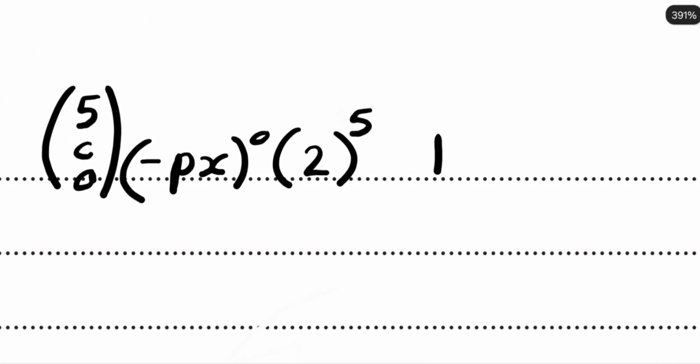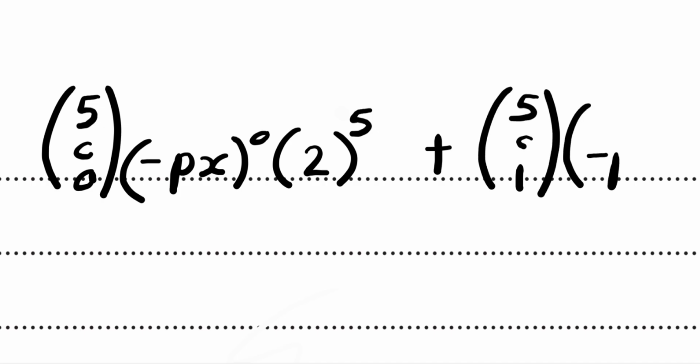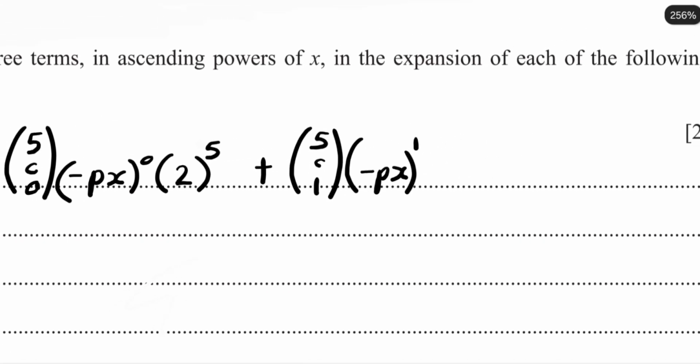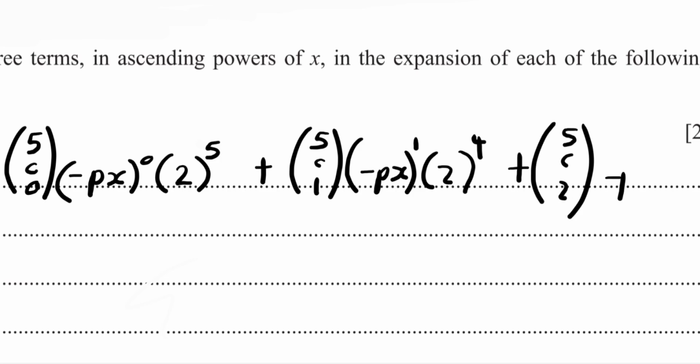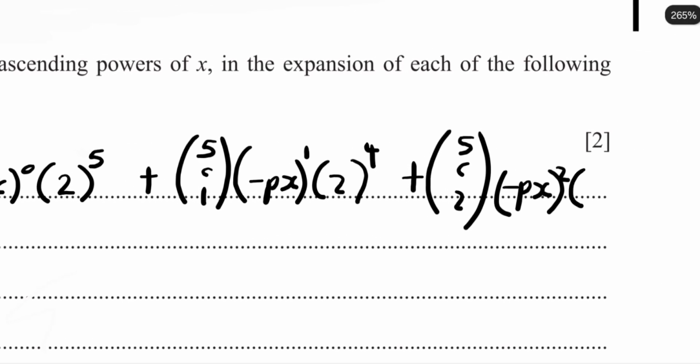And for the second term, it will be 5 choose 1, minus px now to the power 1, then our 2 to the power 5 minus 1, which is 4. Then for the third term, 5 choose 2, minus px to the power 2 times 2 to the power 3, right?